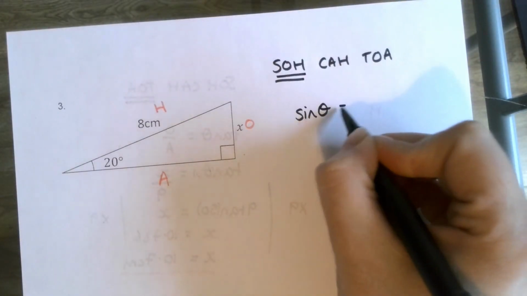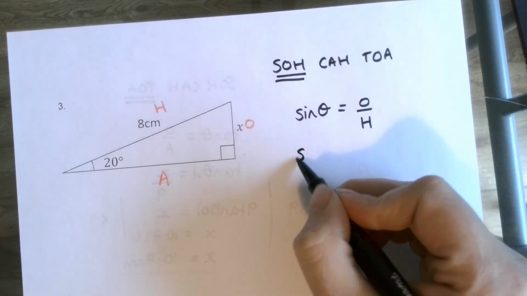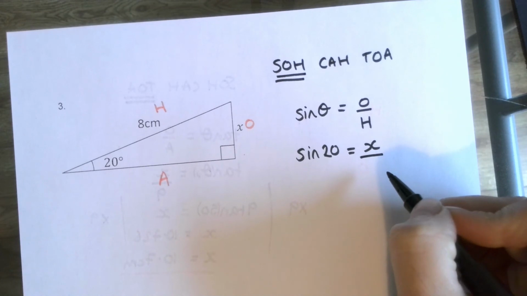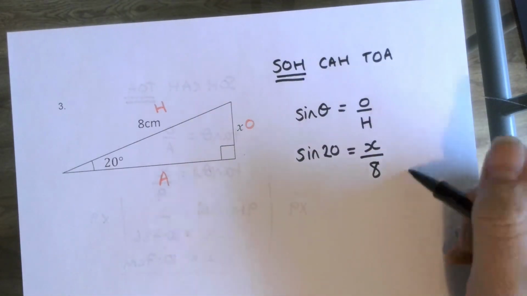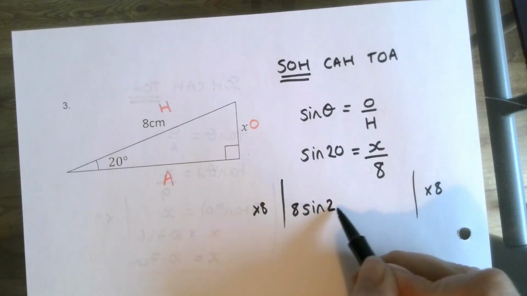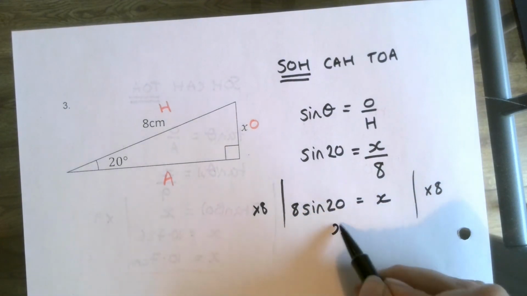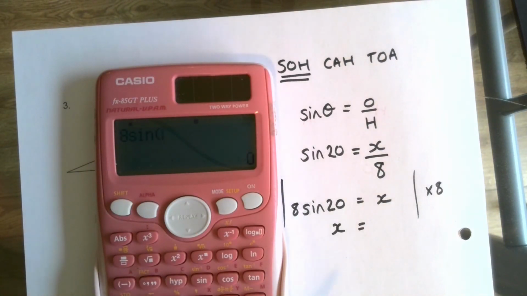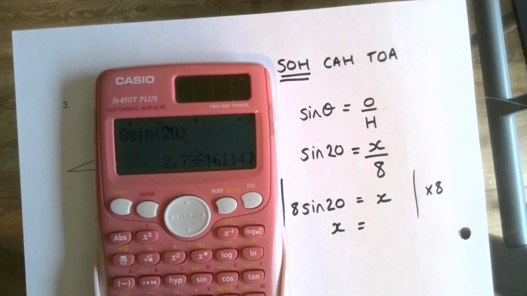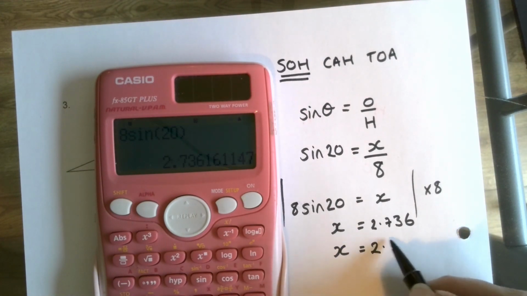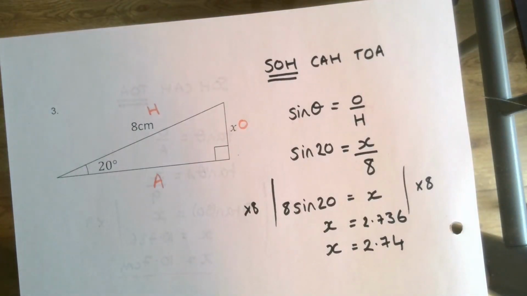So sine of theta is opposite over hypotenuse. Theta we know is 20. Opposite is x, that's what we're trying to find, and the hypotenuse is 8. So if I multiply both sides by 8, that'll get me x on its own. So 8 sine 20 equals x. So x equals 8 sine 20, close my bracket, 2.736, and to three significant figures, 2.74. Let me check my unit. Centimetres. Does it make sense? Yep, seems sensible enough to me.